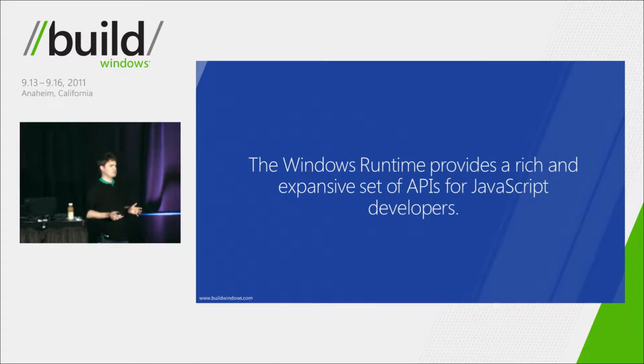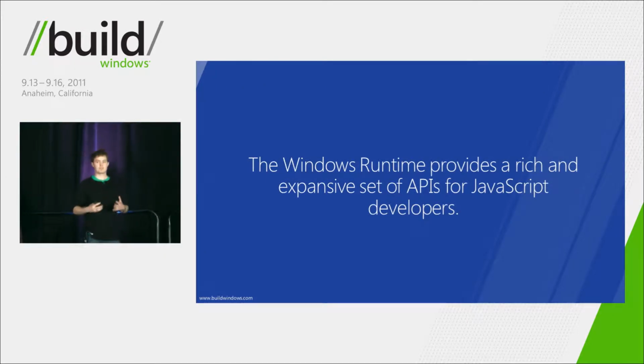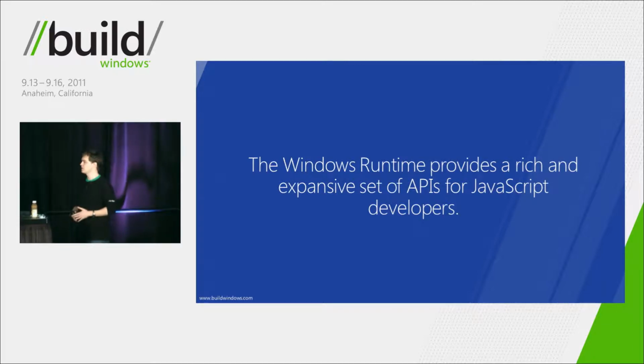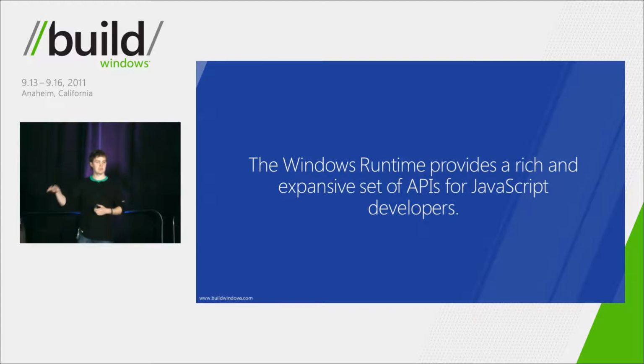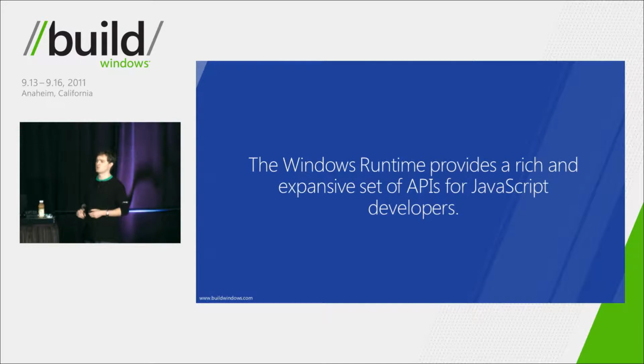So the key message there, I think, is really that the Windows runtime is a rich set of APIs. When you're building Metro-style applications using JavaScript, most of your code is going to be the same web platform code that you're used to writing. But when you want to really take advantage of the unique things that are available in this environment and building a Windows application instead of a web application, you get to leverage the WinRT, and there's a lot of ways you can do that.